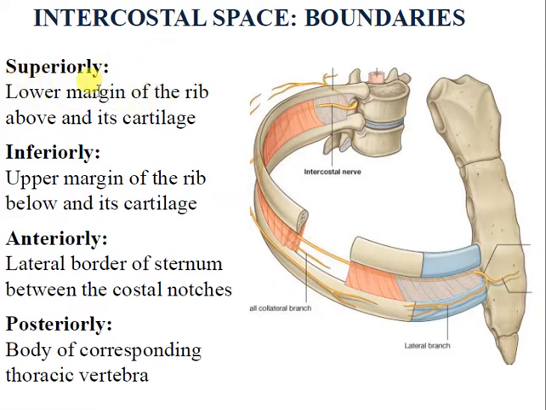So the intercostal space boundaries: superiorly it is bounded by the lower margin of the rib above and its cartilage. Inferiorly it is the upper margin of the rib below and its cartilage. Anteriorly it is the lateral border of the sternum, and posteriorly it is the border of the corresponding thoracic vertebra.